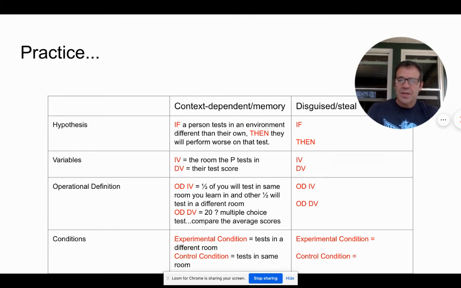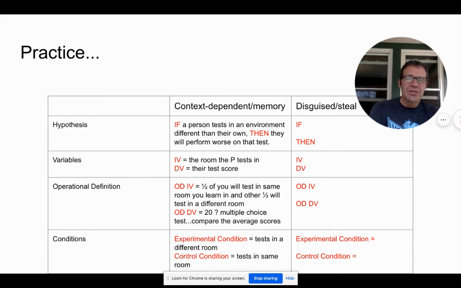Independent variable: the room the participant tests in. Dependent variable: their test score, right? I'm manipulating the room that they're going to test in. I'm measuring their test score. Operational definition of the independent variable, remember, that's the room. So half of you will test in the same room you learn in, and the other half will test in a different room. That's how I'm operationally defining the rooms, okay?